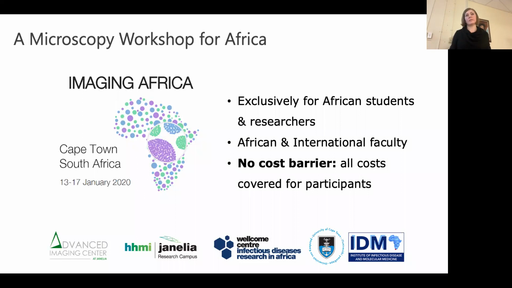But the cost means that a lot of Africans cannot do the same. So this workshop was targeted exclusively to African researchers and students. There was no cost barrier. If researchers and students were accepted, all costs were paid for: the participants' flights, accommodation, and registration.